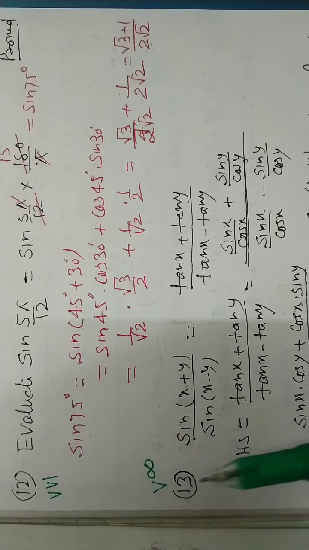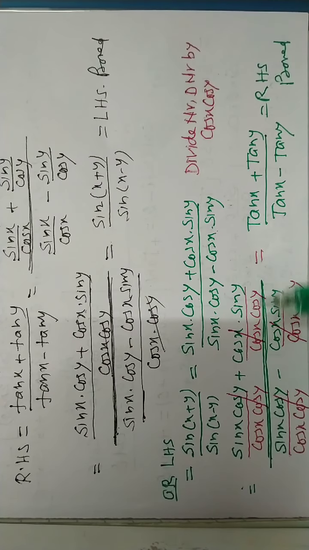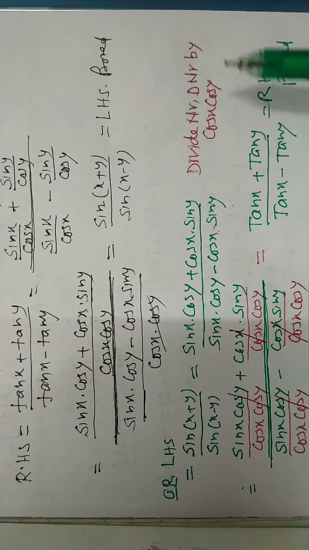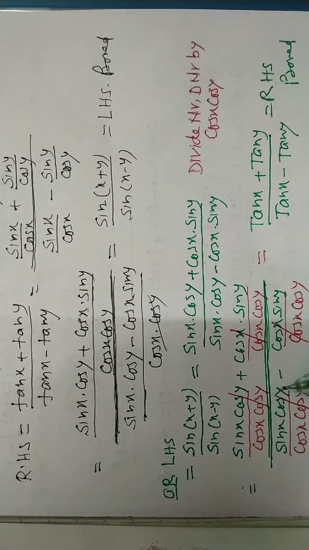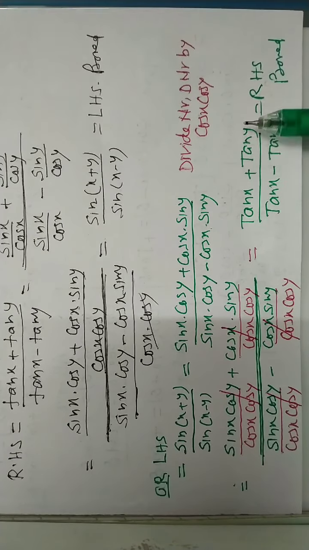So you can start from the RHS, convert it to sin and cos, take the LCM, and similarly again take the LCM of this, simplify, the denominators are cancelled, so we get LHS proved. Now if you are interested in starting from the LHS, then break this LHS and divide the numerator and denominator by cos x cos y. The cancellations are visible here, and after that you get the RHS.